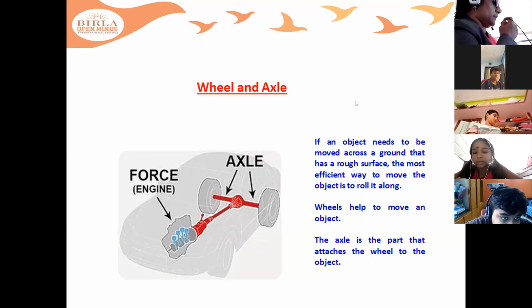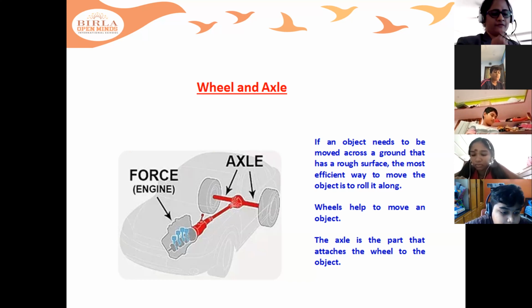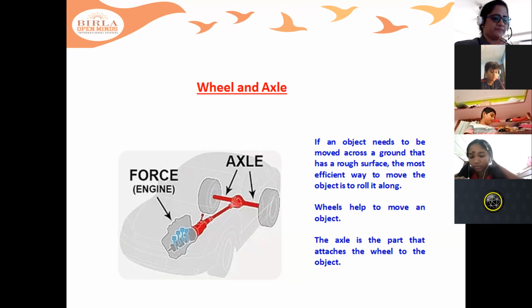Wheel and axle. A wheel and axle is made up of a circular frame, which is called the wheel, rigidly attached to a rod or a pole, the axle. When the wheel is rotated, the axle also rotates. So we will see an example of this.